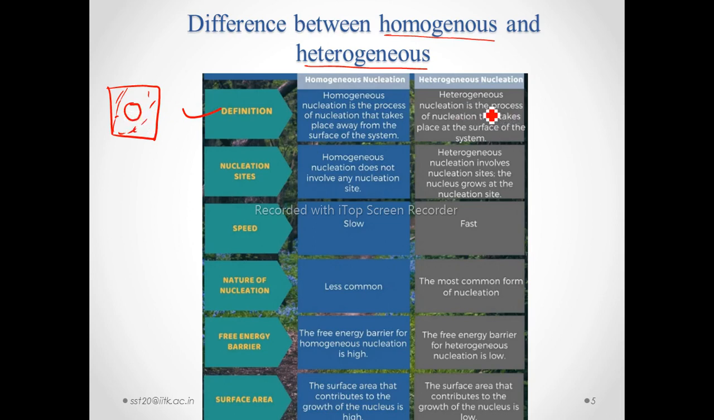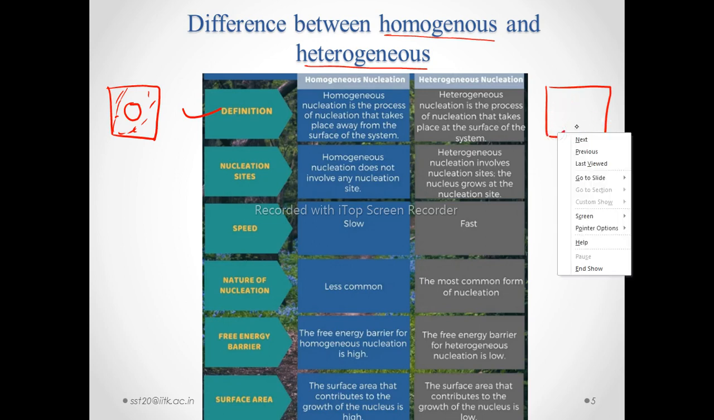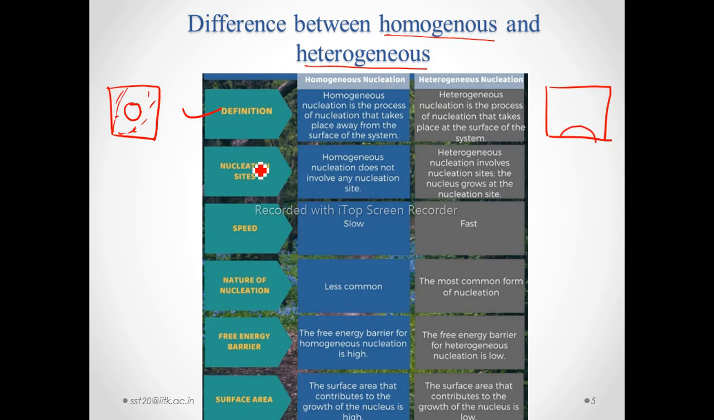Whereas in heterogeneous nucleation, it takes place with the help of surfaces. For example, this is the parent material and this is the wall of the container, and the nucleation will take place at the wall of the container. This is a preferential site. Nucleation will take place at preferential sites, for example the wall of the container, grain boundaries, etc. This is a nucleation site, as I explained here.